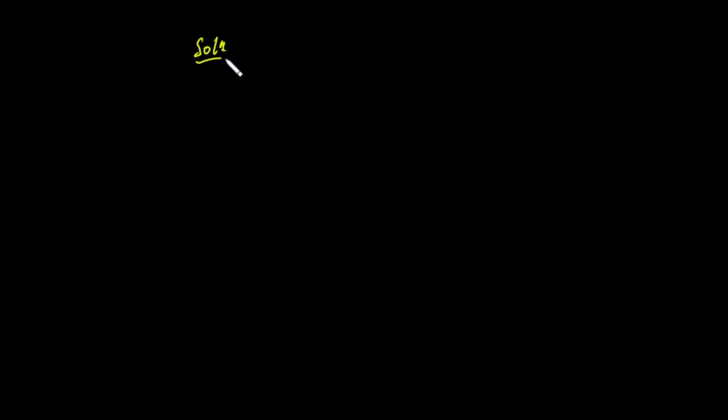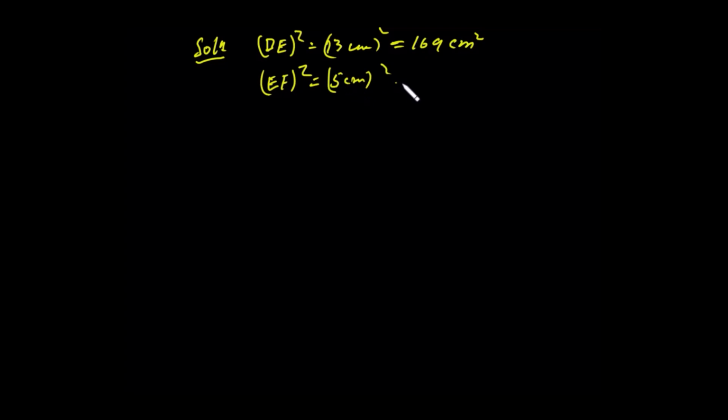Okay, solution. DE squared is 13 squared, which is 13 centimeter squared, and this is 169 centimeter squared. The second, FE or EF squared, is 5 squared, 5 centimeter squared, and this becomes 25 centimeter squared. The other, DF or FD squared, is 12 squared, equal to 144.